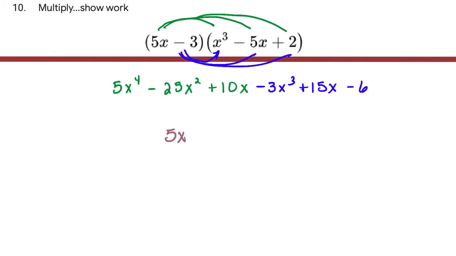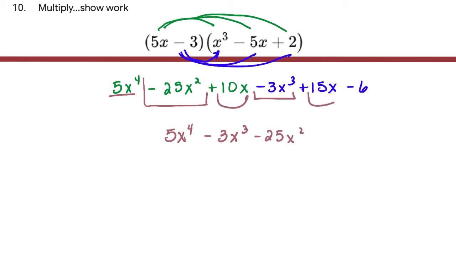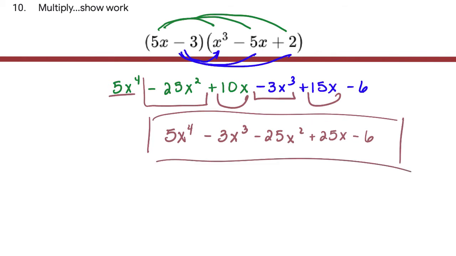It's 5x to the 4th. It's this one. Let's look for any x cubes. -3x cubed. There's an x squared, 25 of them. 10x plus 15x, 25x. And lastly, -6. And there it is, simplified.